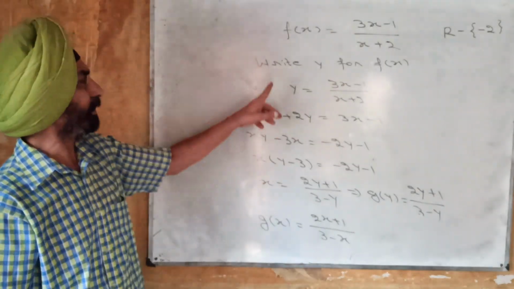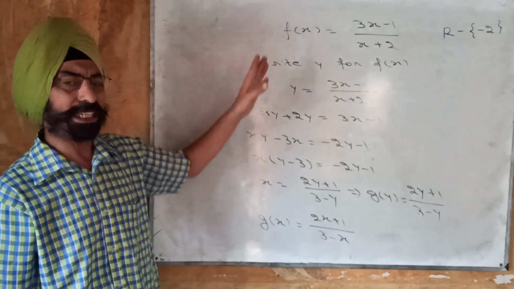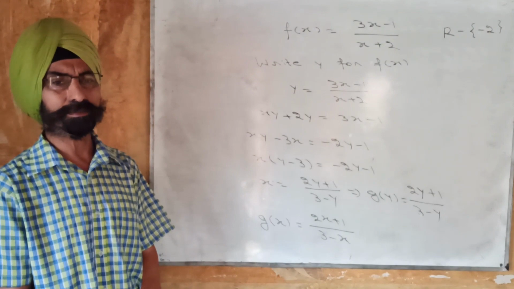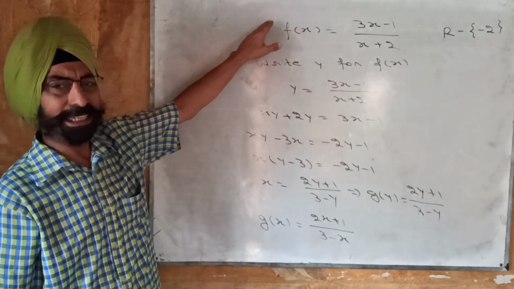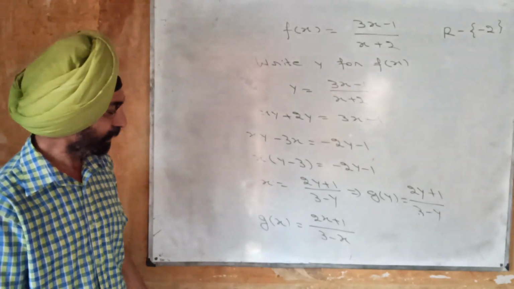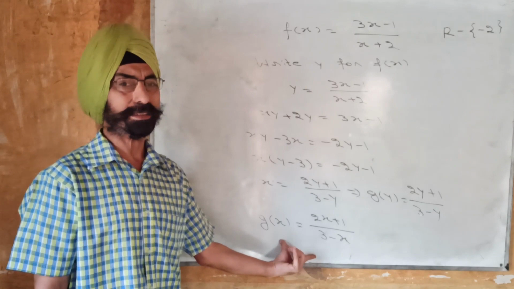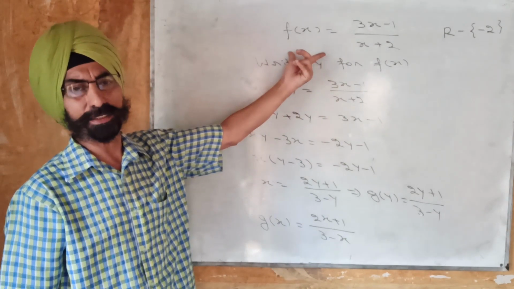and this function g is the inverse of the function f given, and vice versa. Vice versa means f is also the inverse of g. So that is how to find the inverse of a function. Another very interesting thing is that the domain of the inverse function becomes the range of the original function.